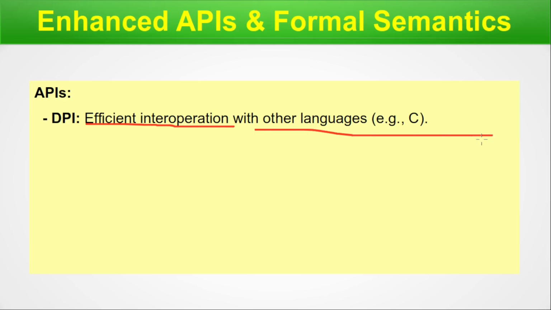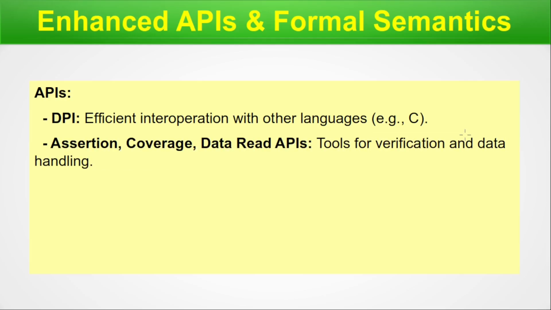In SV, the direct programming interface called DPI allows SystemVerilog code to interact smoothly with external code of programming languages like C, making it easier to integrate with the external code and work hands-on, synchronously with the external code. Next, we have Assertion, Coverage, Data Read APIs. These are tools for verification and data handling. These SV APIs provide functions to help verify correctness of design, check how well they are tested, that means the coverage, and manage the data during simulation.